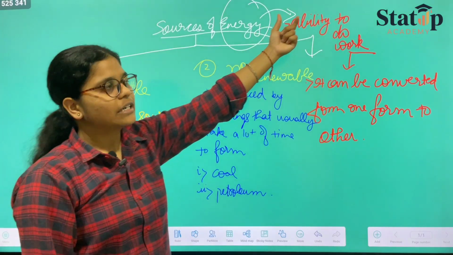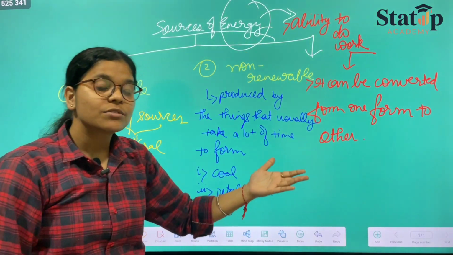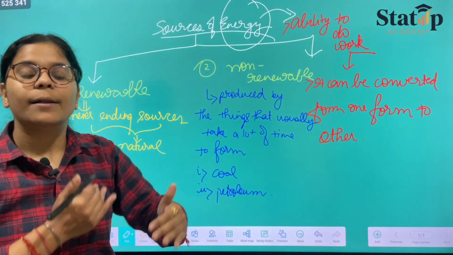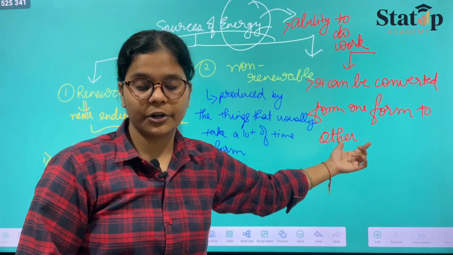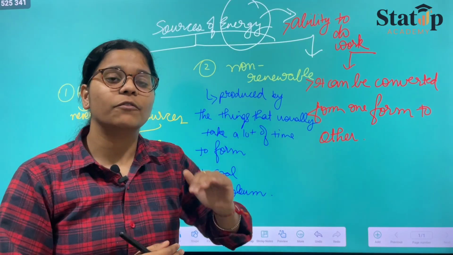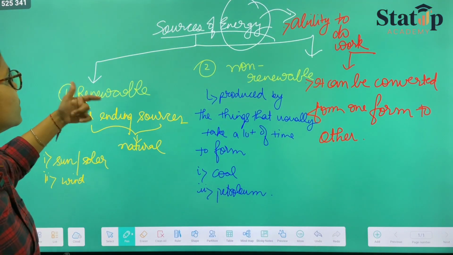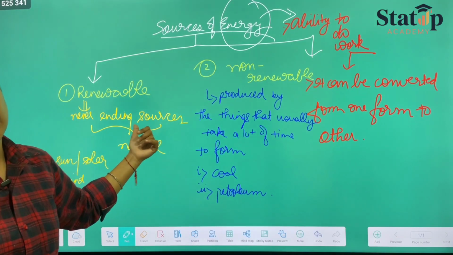So energy we have studied, that is ability to do work, and it can be converted from one form to another. That's why sources are there which are helping us, this is the important thing. Why? Because there are sources which are helping us to convert things from one form to another form. So when we study about the sources of energy, we have the non-renewable and the renewable sources.